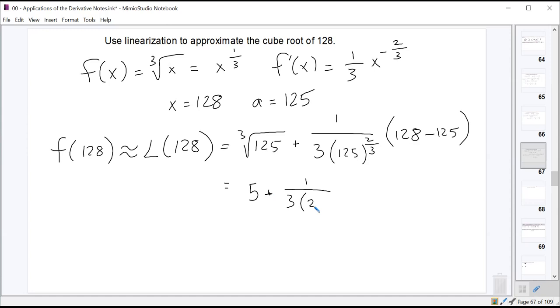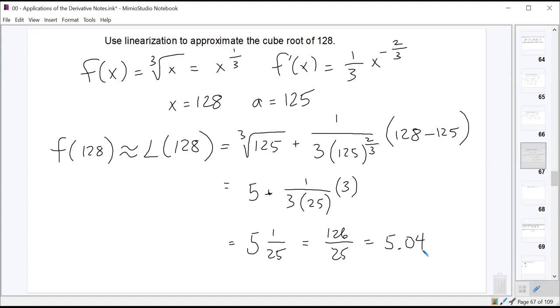So that'll be 5 plus 1 over 3 times 25, and then times our 128 minus 125, which is 3. We can cancel out those 3's, and we get 5 and 1/25. I'll write it as a mixed number here, but really it might be nicer to look at that as 126/25, or we could call that 1/25 is 0.04, so we could call that 5.04.